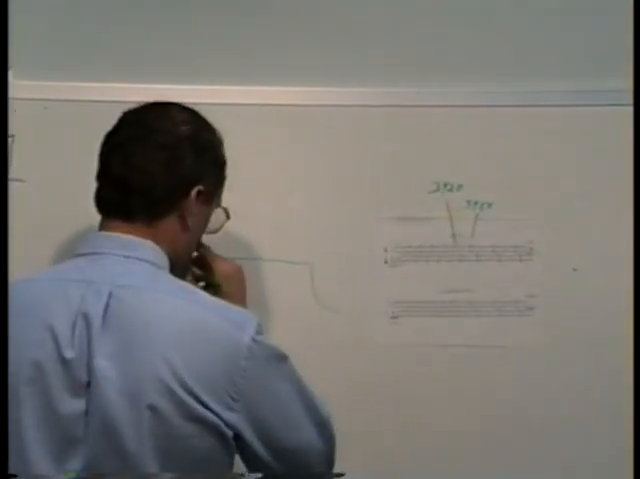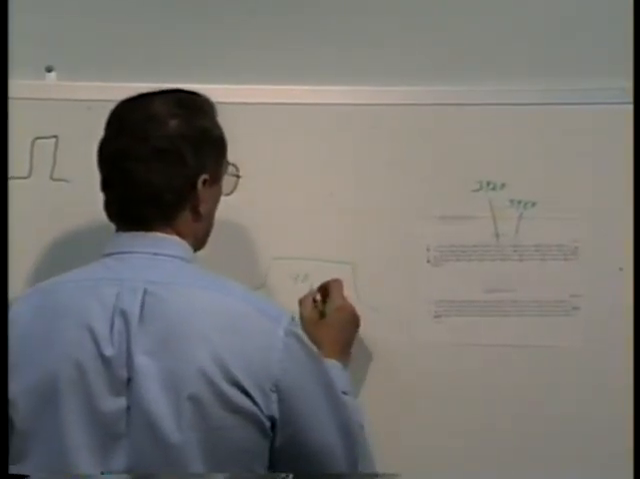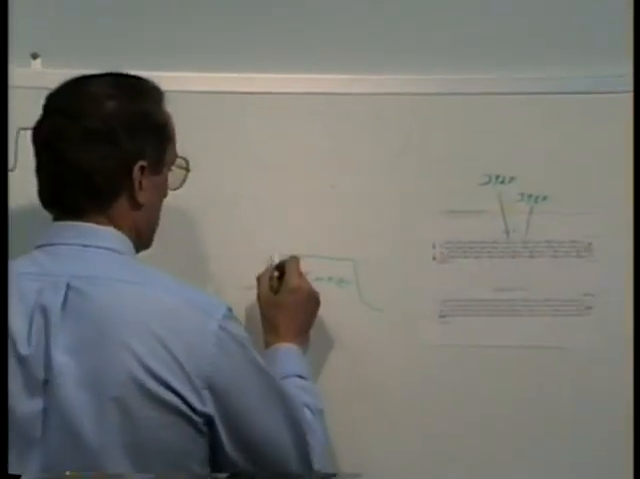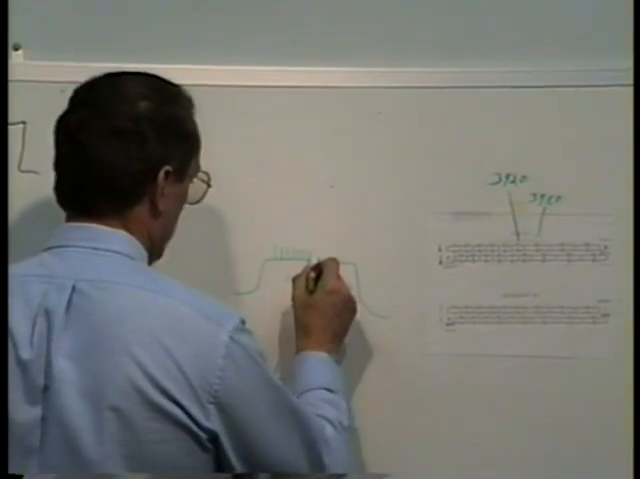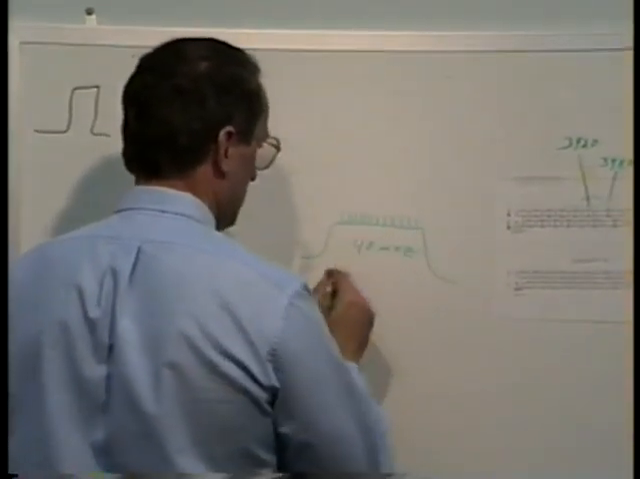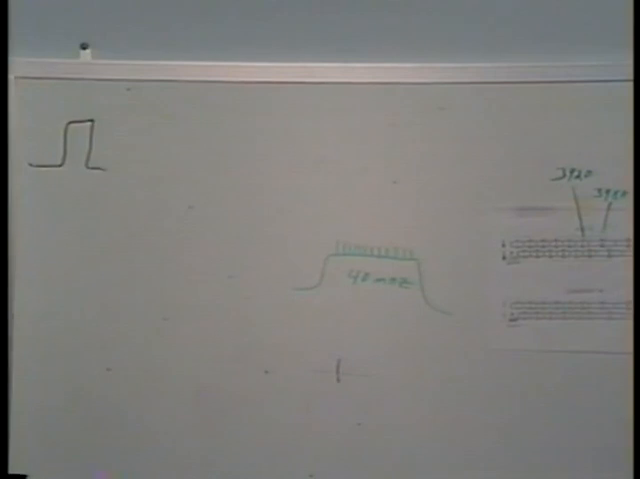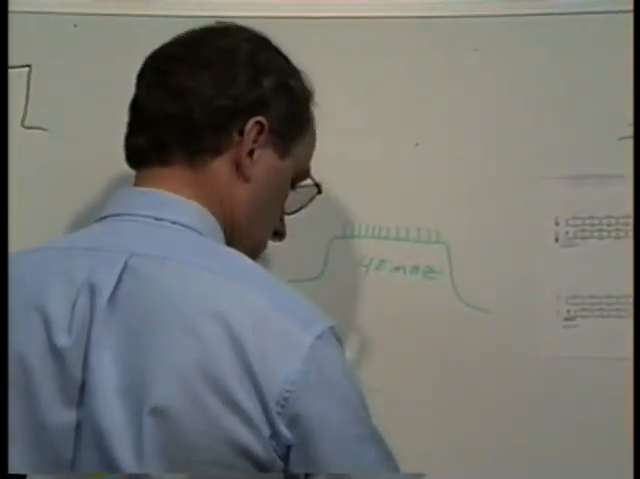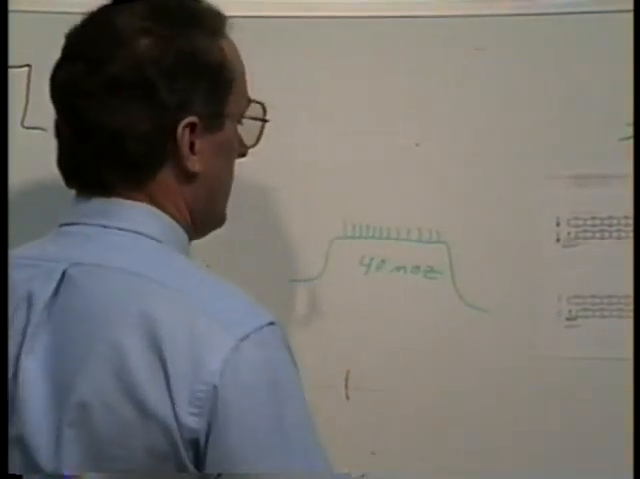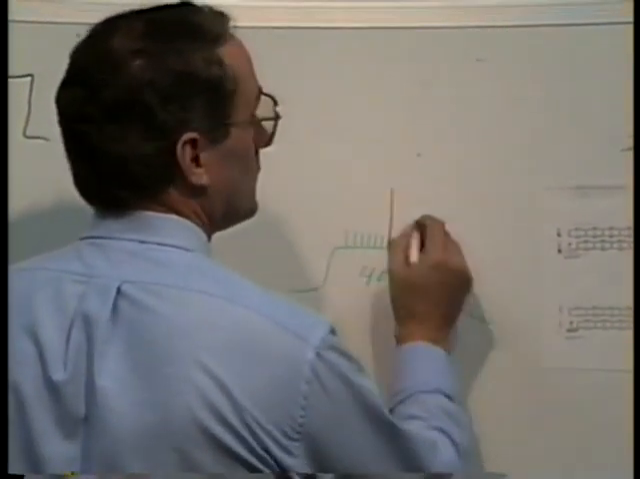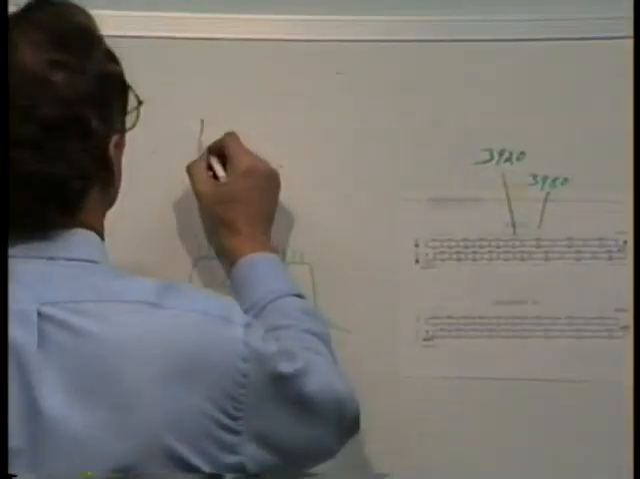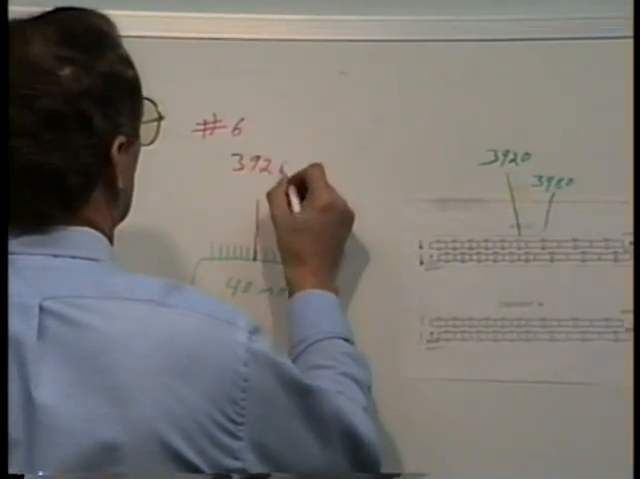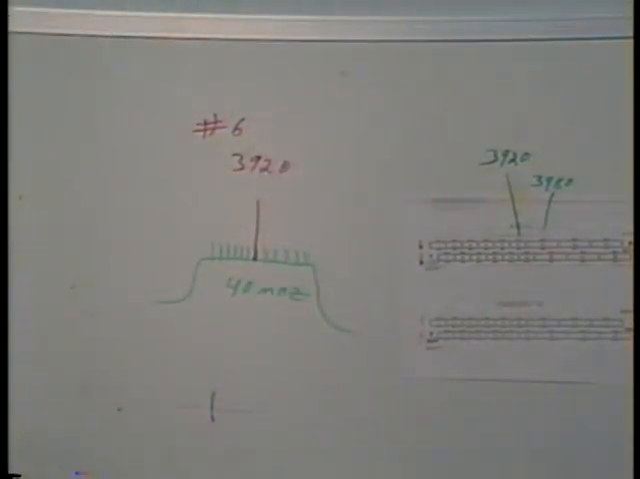Okay, this would be the noise pedestal of a 40 meg wide transponder. And then, of course, on that, you're going to have 50, 100, 150 carriers of different bandwidths. Now, the center on this one, which we'll just call number 6, is 3920 megahertz.